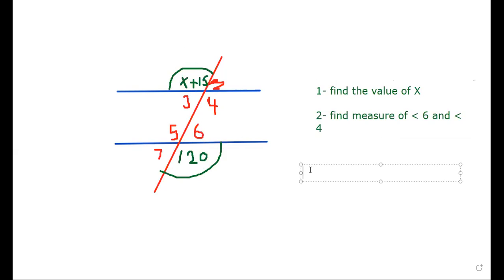For this reason, we are going to solve the equation first. It will be x plus 15 equal 120. We will transfer 15 to the opposite side with a different sign, which means x equals 120 minus 15, which equals 105. Right, 105. This is the answer for the first question.